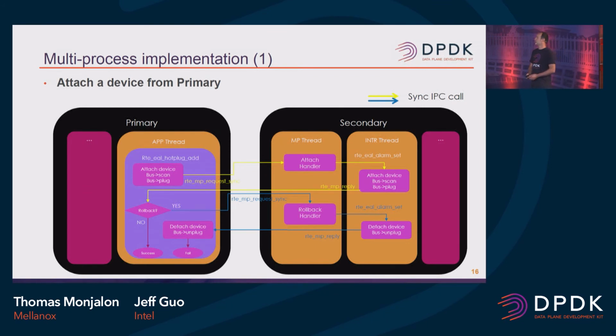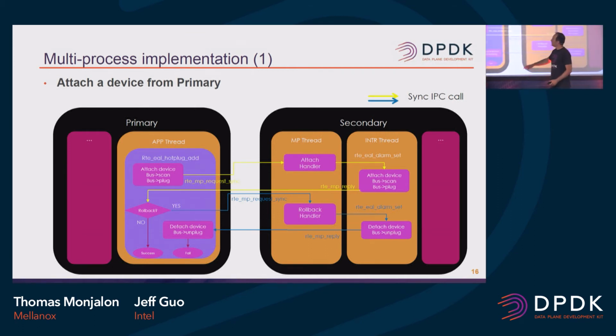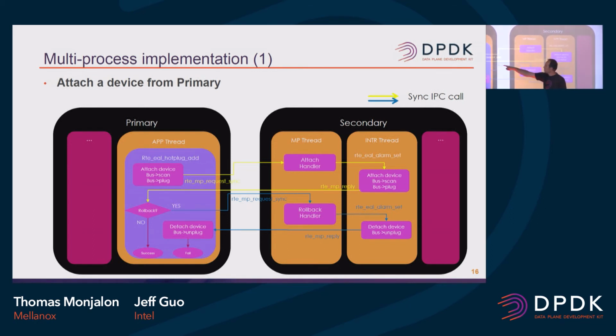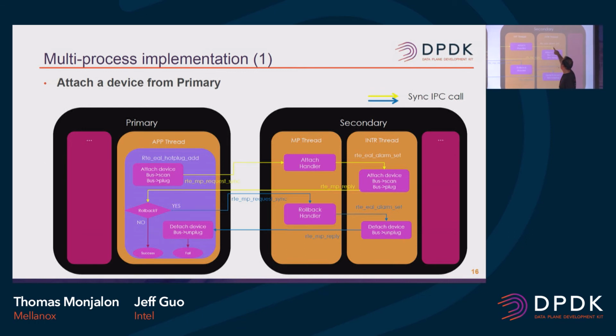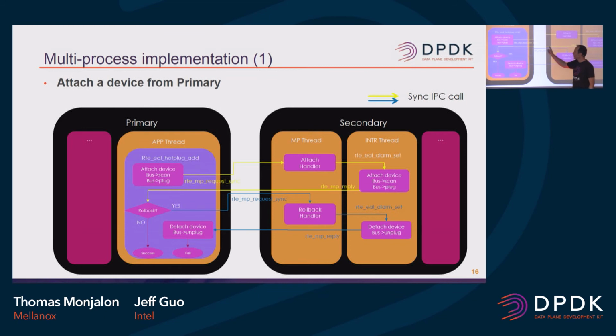How it works? It's complicated. So you can see, okay, I will try like that. When we attach a new device, we send a message to the other process. There is a thread for that. Here you have a handler, and you cannot directly reply to the other process for implementation reasons. So we use the interrupt thread to defer the reply here. Then we check if everything was OK. If not, we need to roll back.